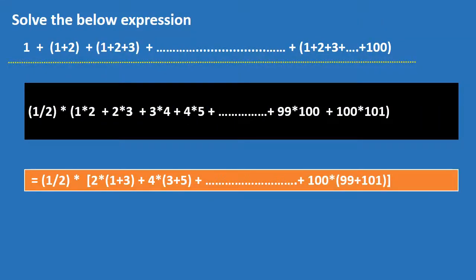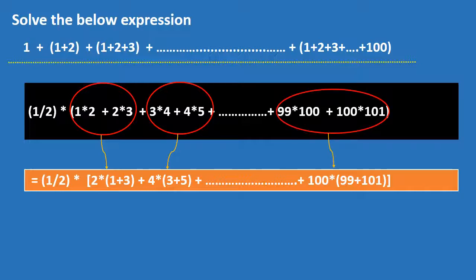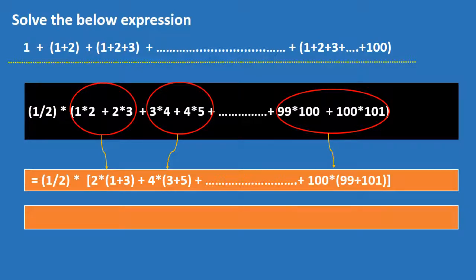That could be rewritten as half multiplied by, taking 2 common, 2 into 1 plus 3, plus taking 4 common in the next two terms, 4 into 3 plus 5. And the last two terms, we will take 100 common out of that, 100 into 99 plus 101. That is equivalent to half multiplied by 2 into 2 square plus 4 square plus 6 square plus so on up to 100 square.